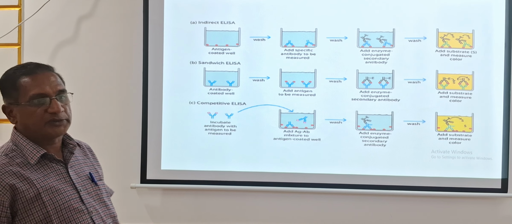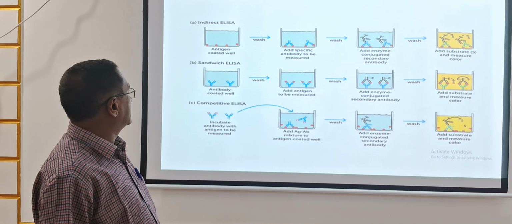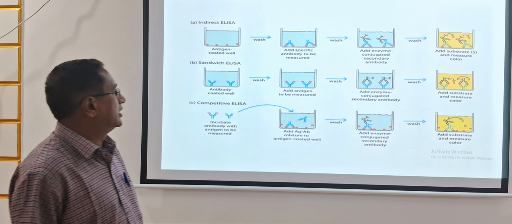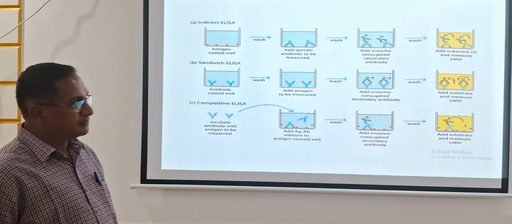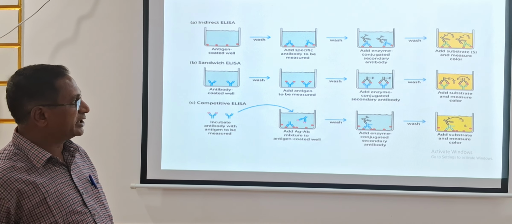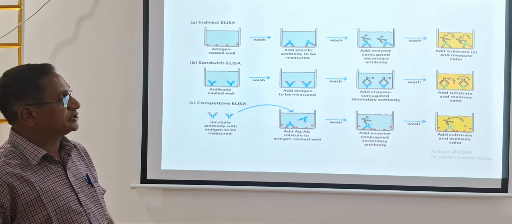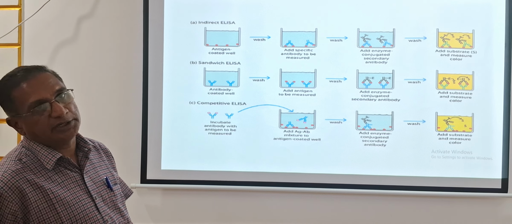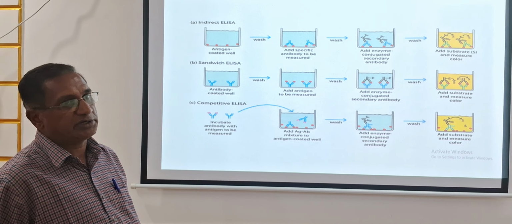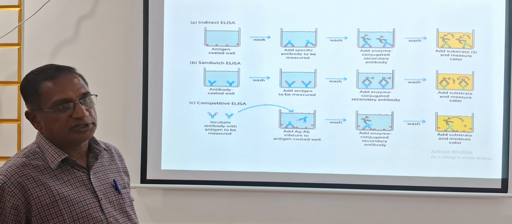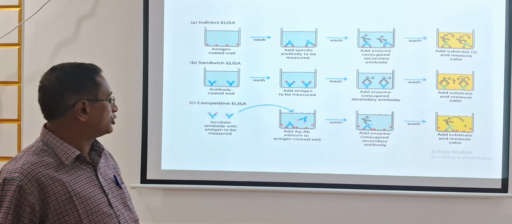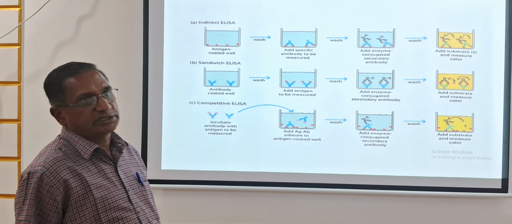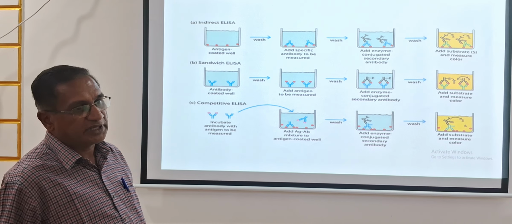Sandwich ELISA means instead of the antigen, we use an antibody coated well. Then we add the antigen to be measured. After that, we add the enzyme conjugated secondary antibody. Then we add the substrate for color change. In competitive ELISA, the antigen and the antibody are both incubated in a separate flask. Then we transfer into the 96 well plate already coated with antigen. Then we add the enzyme conjugated secondary antibody, then substrate.